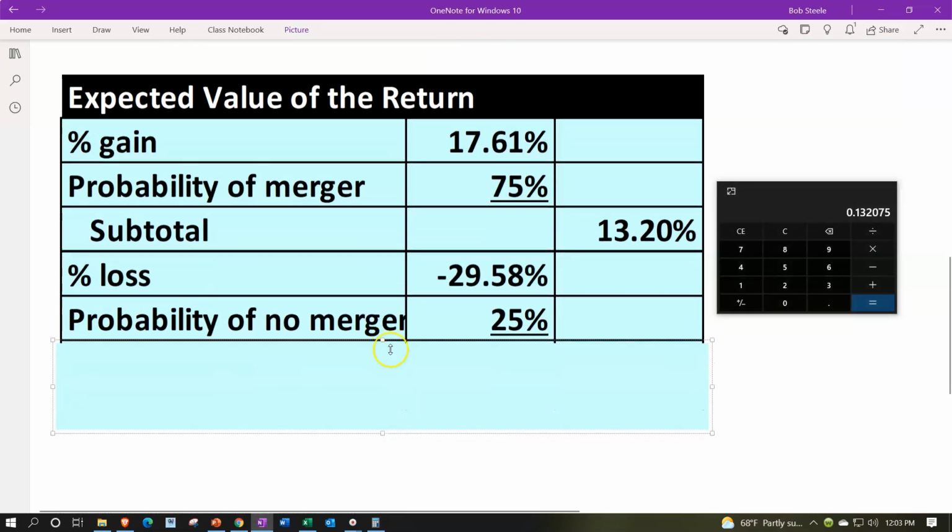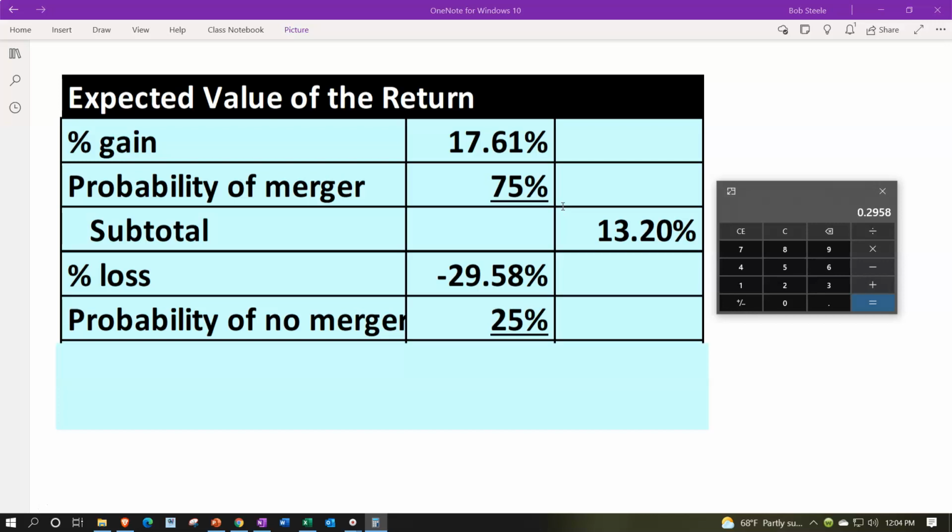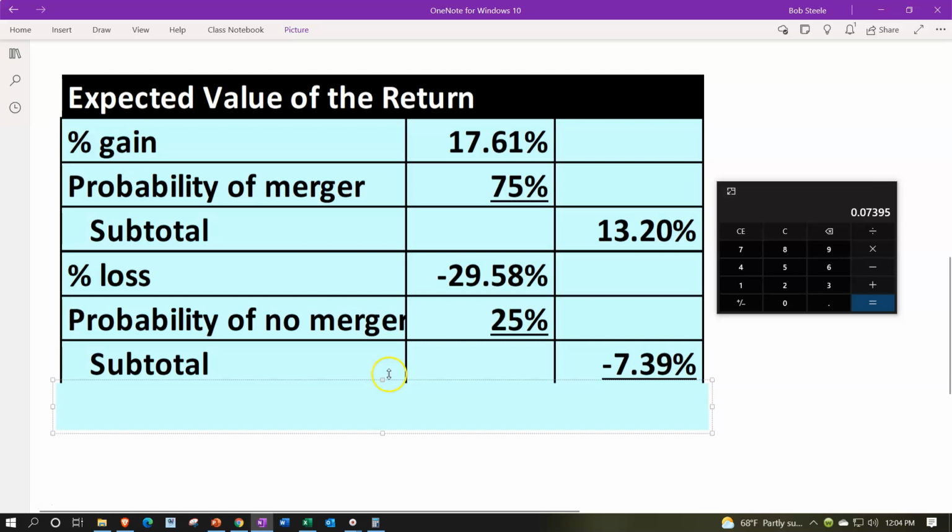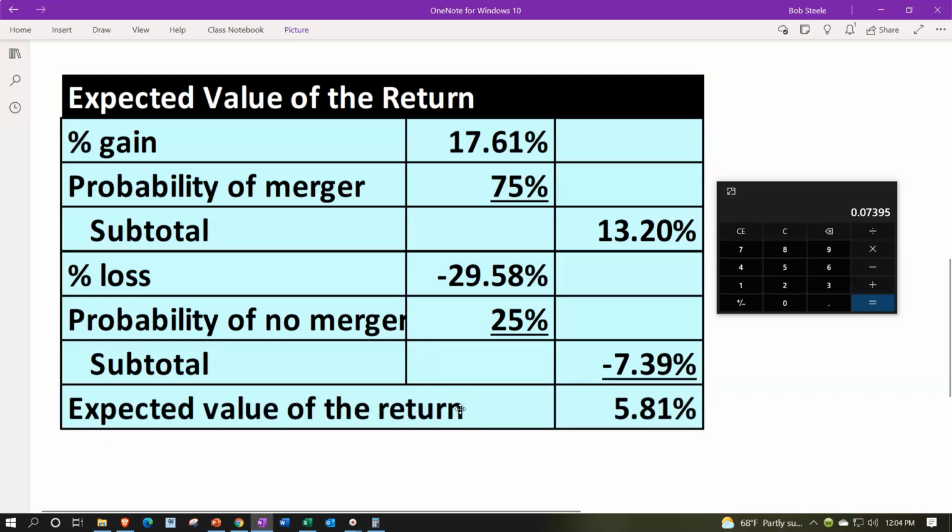Then we can take a look at the percent loss that we calculated, if there was a loss: 0.2958 times the likelihood. If 75% is the probability the merger goes through, there are only two things that can happen: either the merger goes through or it does not. 100% minus 75% means there's a 25% likelihood that it does not happen, which means we would result in that loss. So we take the 0.2958 times the 0.25, and that gives us about 0.07395, or 7.39%. That's going to be on the negative side.